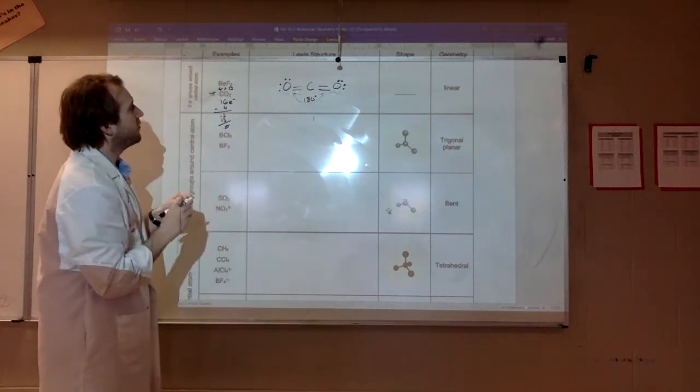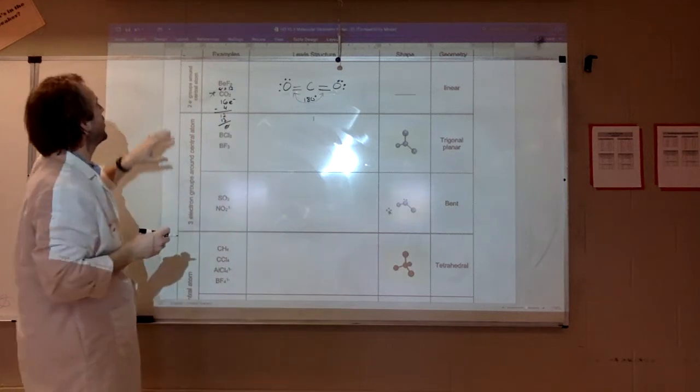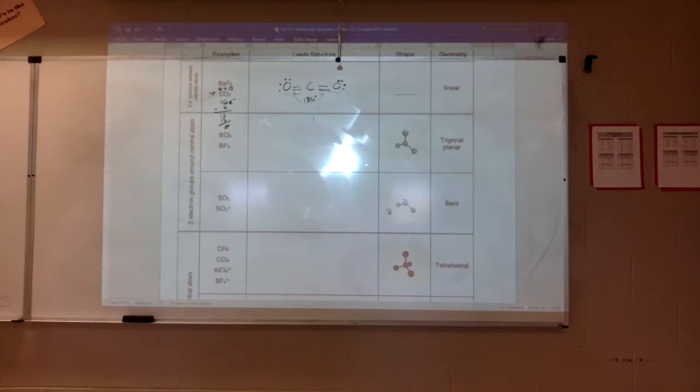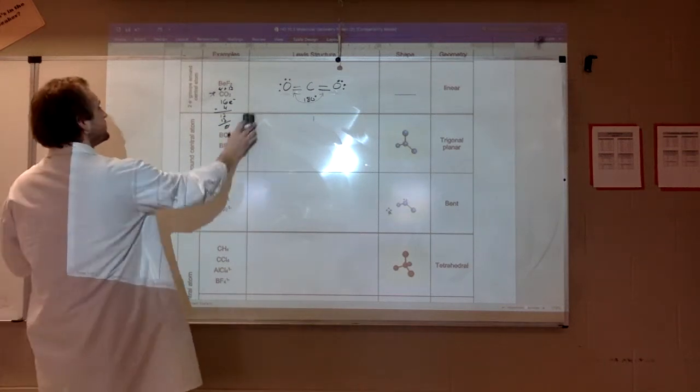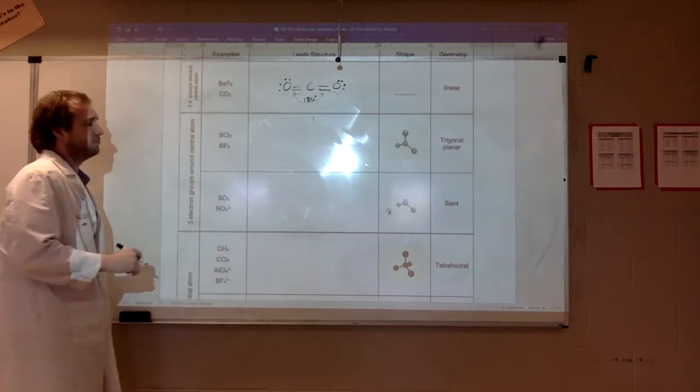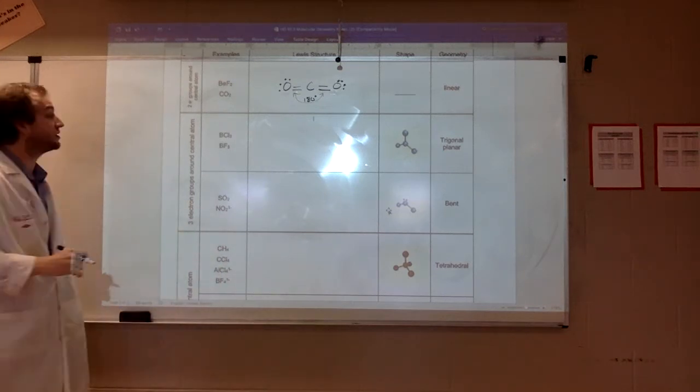So there's our linear. If we've got 2 atoms bonded to the center with no lone pair on that central atom, that would be our linear arrangement, or linear molecule. Cool. As we look at our next example, I don't know if there's going to be a big difference here between our 2.